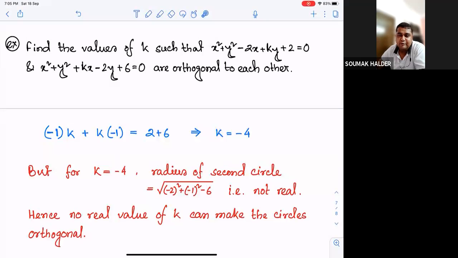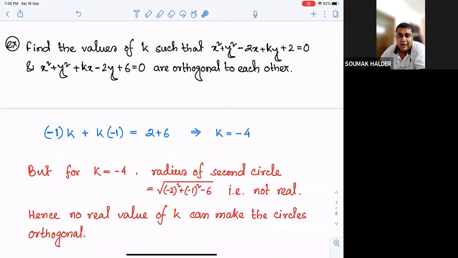Most of the time, whenever we are asked about the value of a parameter, students usually jump into solving by the condition 2g1g2 plus 2f1f2 is equal to c1 plus c2. Right? That's the condition of orthogonality. But apart from the condition of orthogonality, you also need to be sure that the value of the parameter makes the circles feasible, meaning their radius should be non-negative.